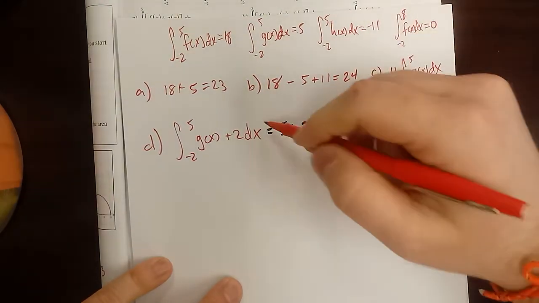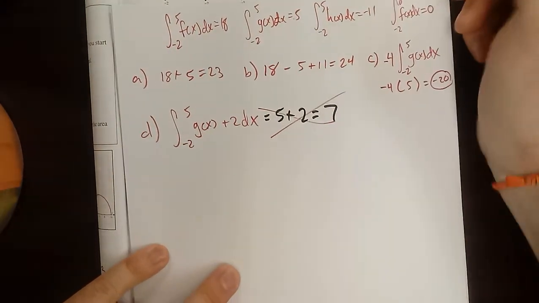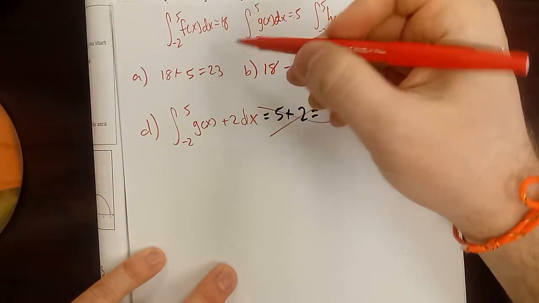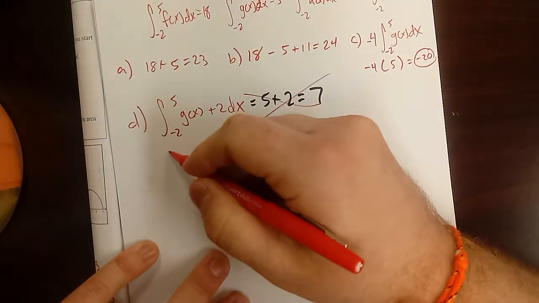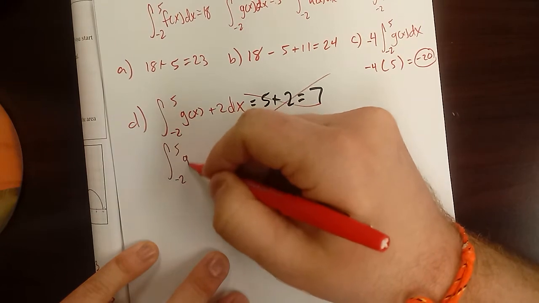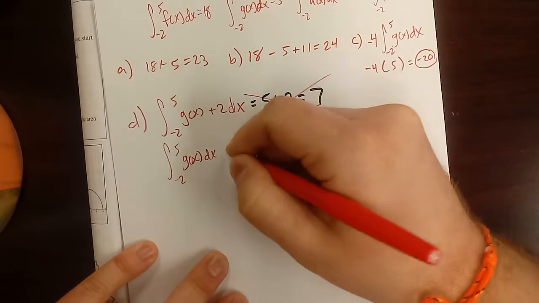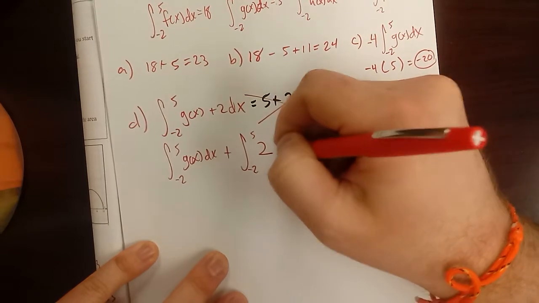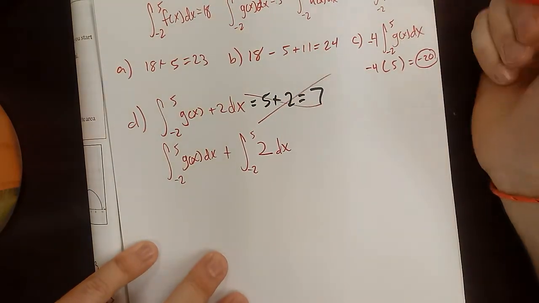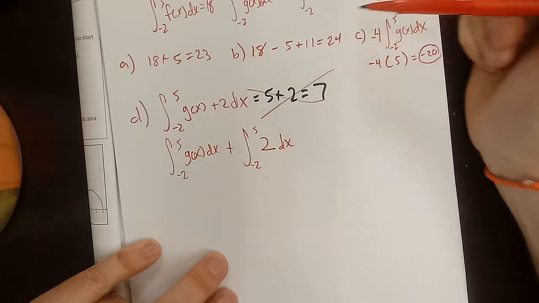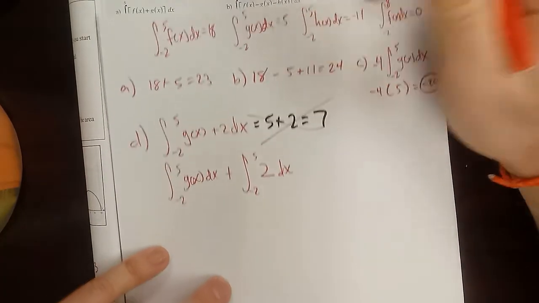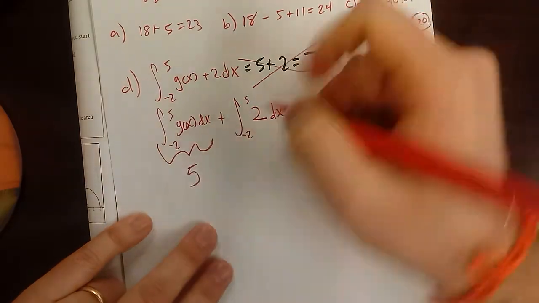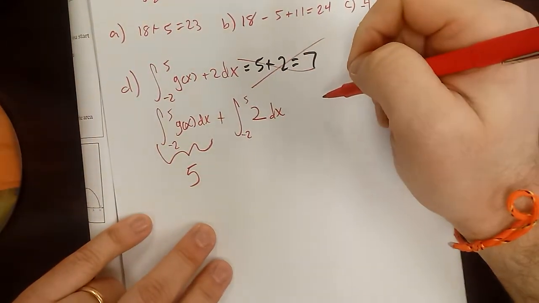Nope, it's not that. Because what was really happening before is we were taking an integral plus another integral. So what's really happening here is we're taking the integral from -2 to 5 of g of x dx plus the integral from -2 to 5 of 2 dx. And this integral right here is 5. But this integral is something we have to go and evaluate.